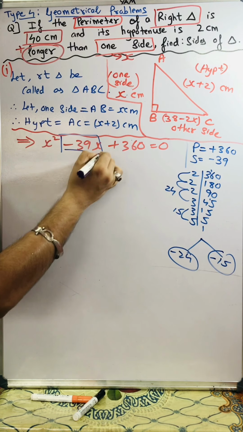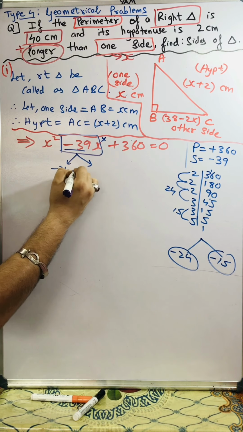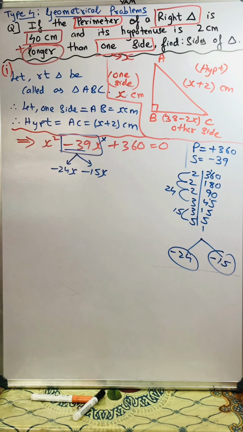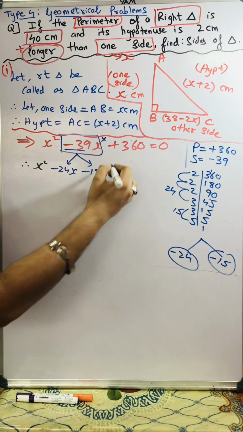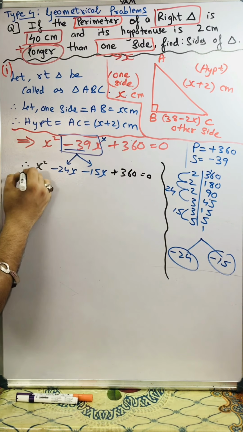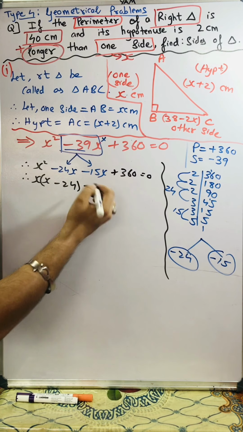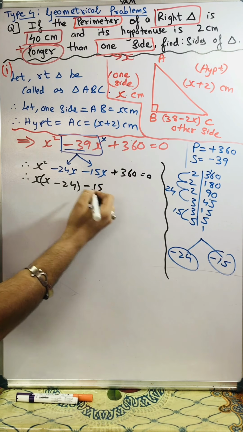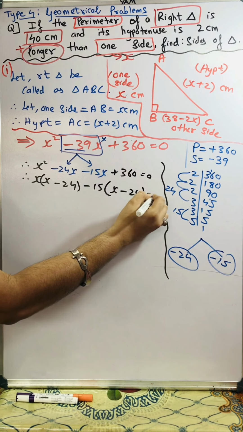But because we are splitting the middle term, I will not write this, and instead of minus 39, I will write minus 24x and I will write minus 15x. That's it. So now I will copy the first and the last term as it is, x square, and this plus 360 as it is equal to 0. Therefore x common, x minus 24, this minus will be common because we always remove the sign of the second last term common, and then minus and then 15 also common. So x, this sign will become minus 24 is equal to 0.